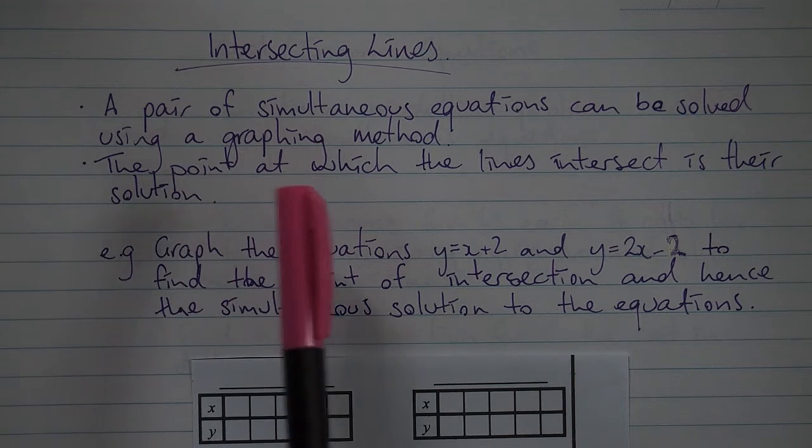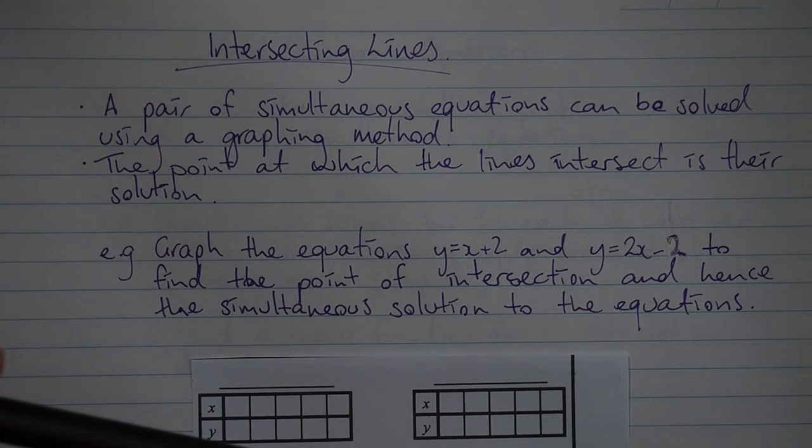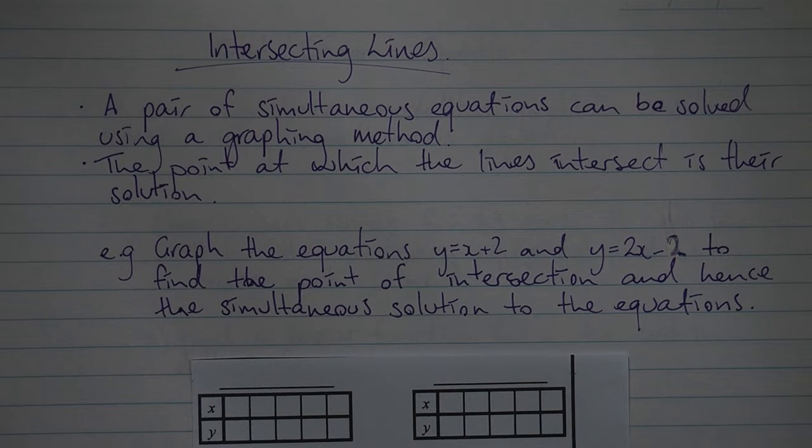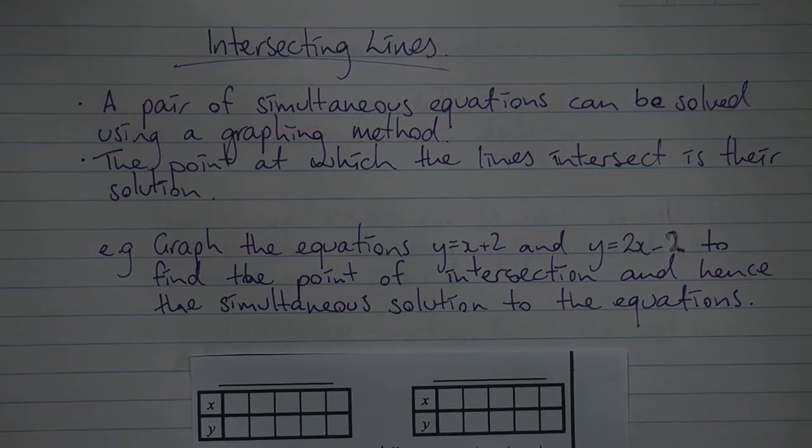The coordinates of the point at which the lines meet, that point is the solution to both of the equations. So you'll obviously get an x value and a y value. Those are the values that satisfy both of the equations. All right, so let's have a look at this example.